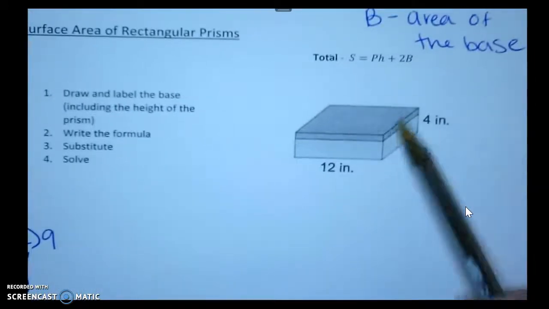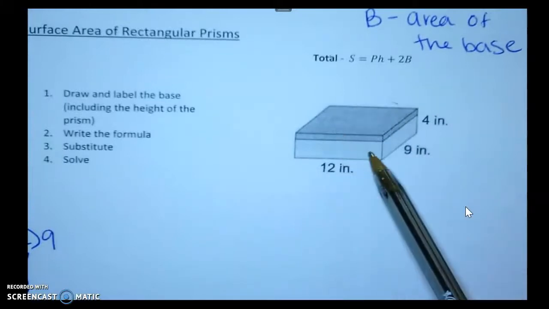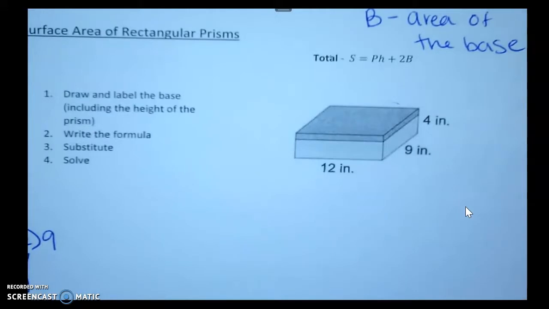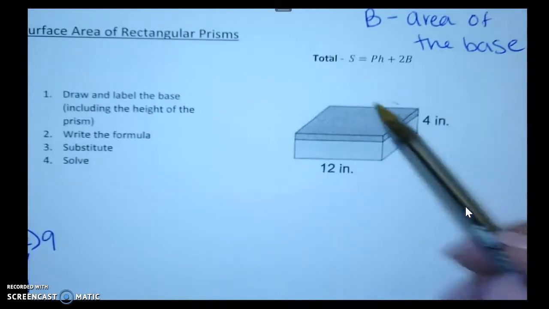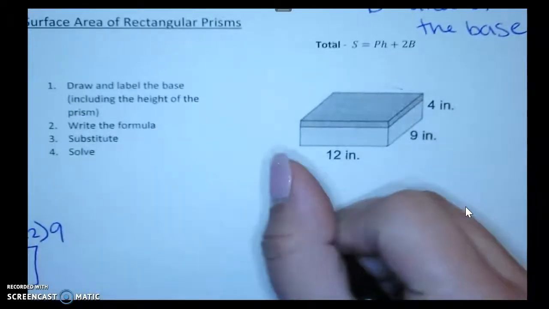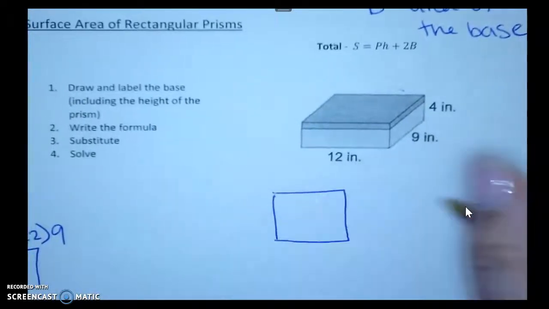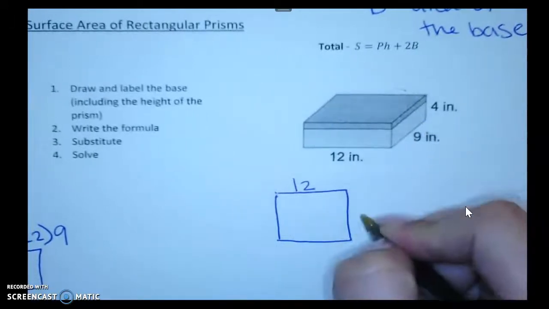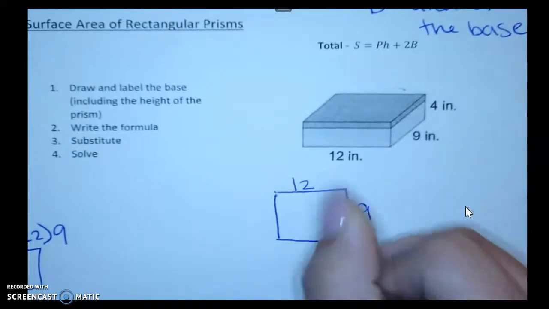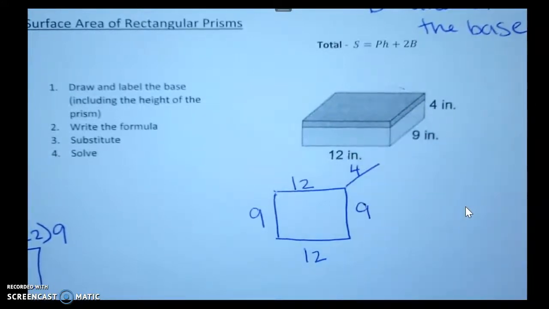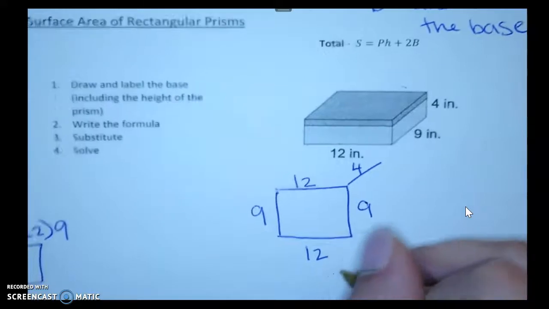So we've got another box-looking shape. For total surface area, it does not matter which one you use for the base. I just like to stick to the bottom when it looks like a box, okay? So first step, draw and label the base. So I'm drawing a rectangle, and I'm going to label it as if it was the bottom of this box. So one side's 12, one's 9, but go ahead and label all 4 sides. And then you also need to label the height. So the height here is 4.